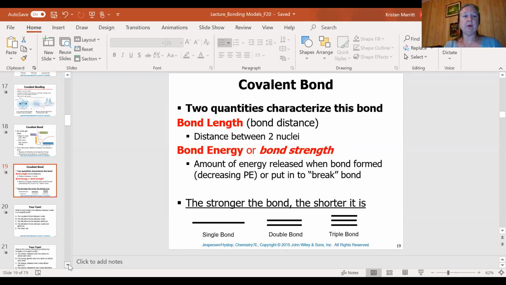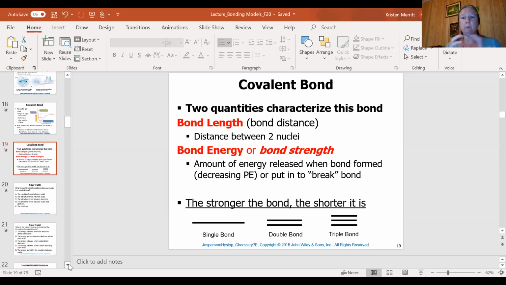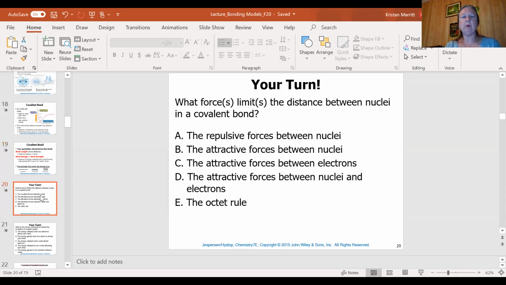So this contributes to how strong this molecule is. How hard is it to break this molecule apart? So some examples or some questions here. What force or forces limit the distance between the nuclei in a covalent bond? The limit means what's stopping it from getting closer. So it's going to be a repulsive force. So that rules these out already. And it's in fact the repulsive force between the nuclei that limits the distance. They stop it from getting any closer.